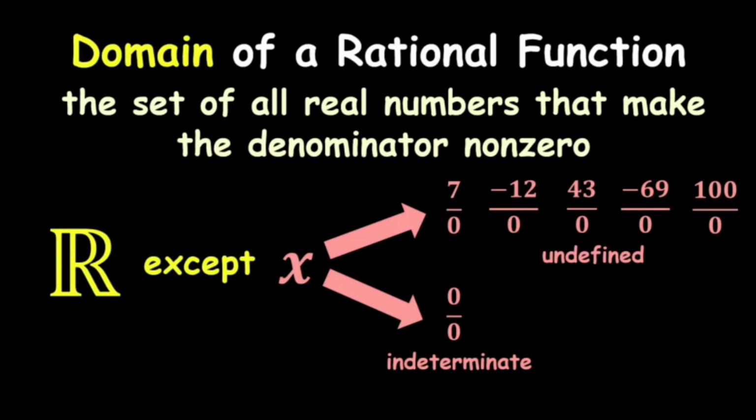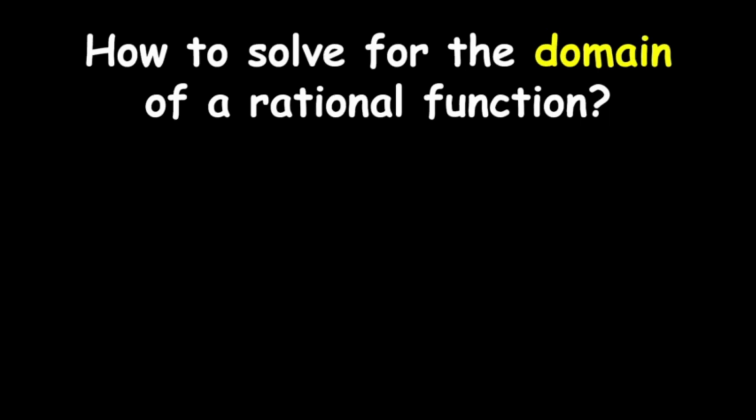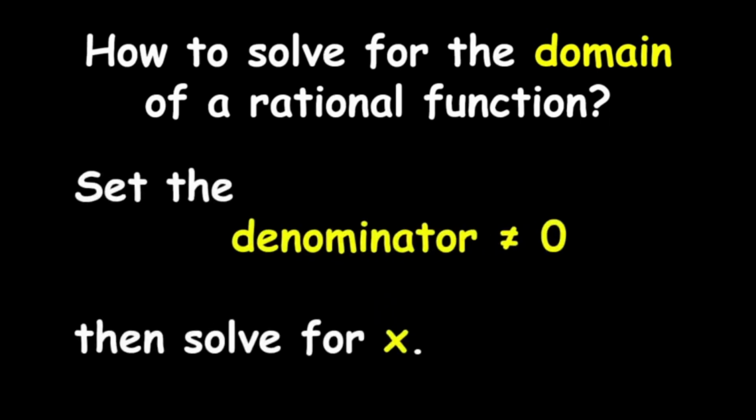This means that we must exclude the values of x that will make the denominator 0. To solve for the domain of a rational function, set the denominator not equal to 0, then solve for x.